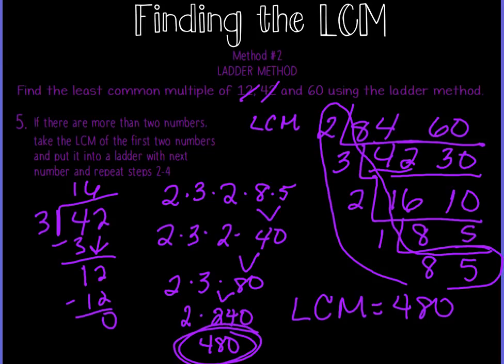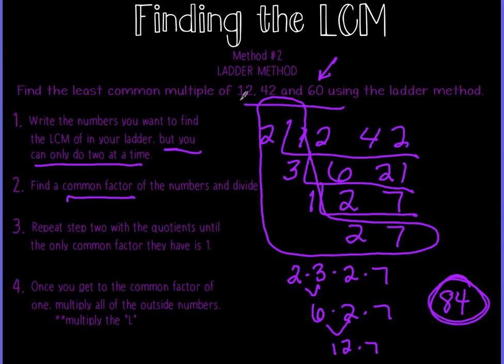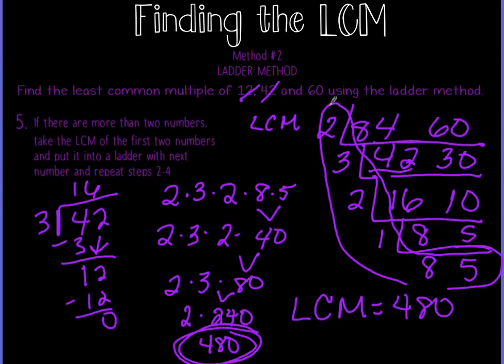Now, can you imagine having gone through and listing all the multiples until 480 for these three numbers? This is why I give you the example of the ladder method, because a lot of times it goes a lot faster, especially when you have larger numbers, and students tend to do this more accurately because a lot of times we'll miss multiples by accident or we'll mismultiply.